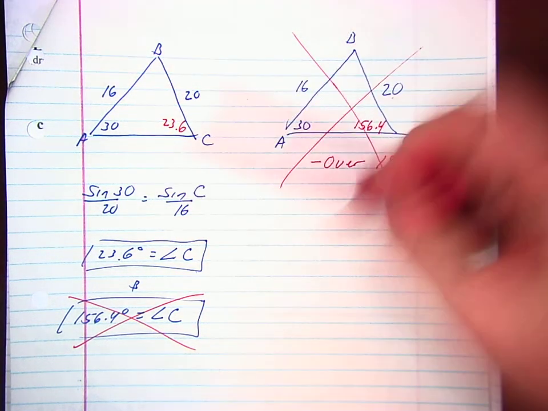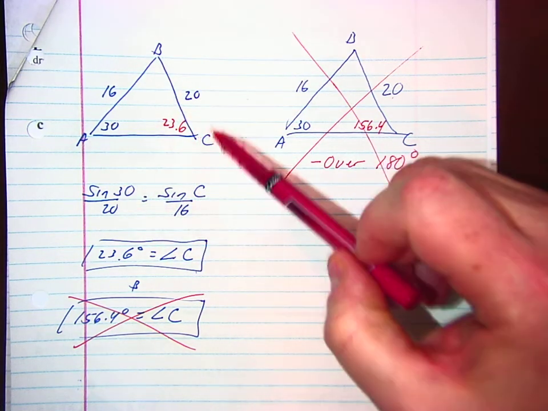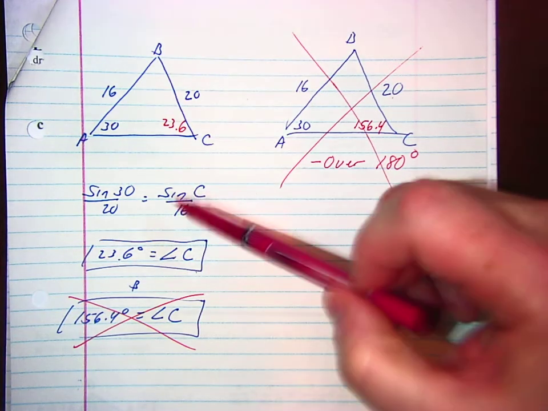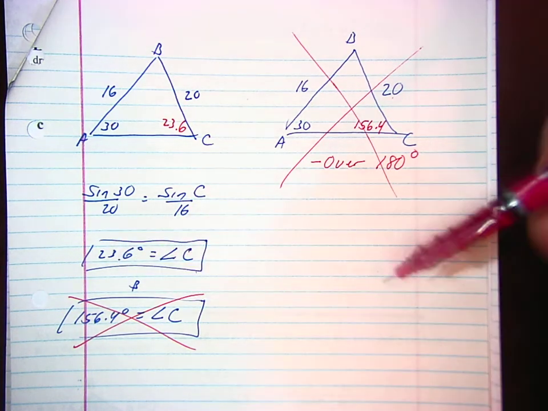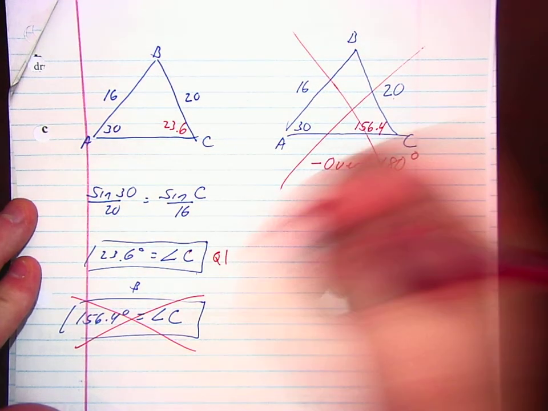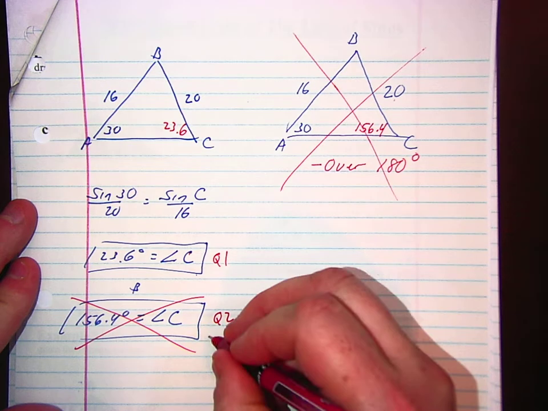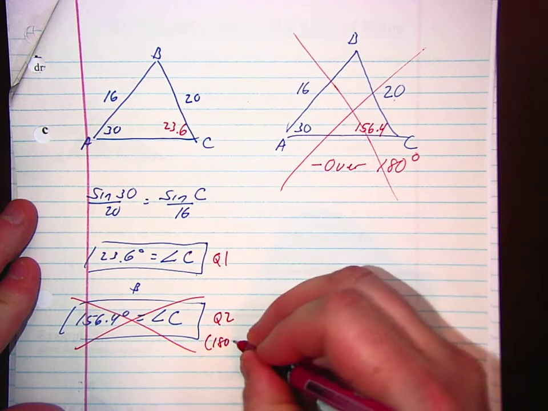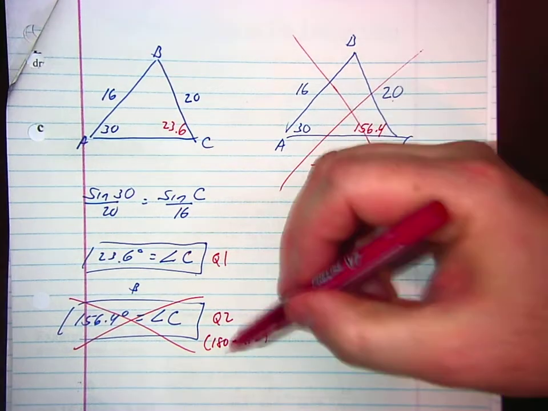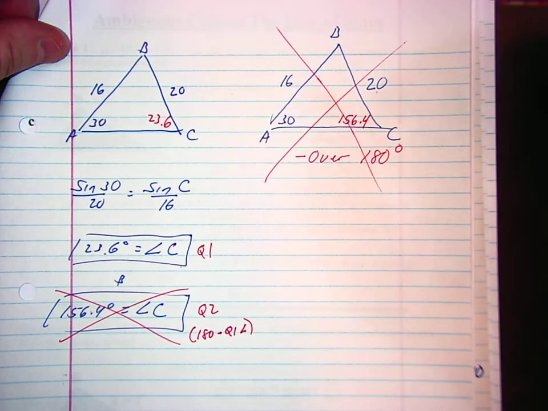So if this were the problem I gave you, sine of 30 over 20, there it is, equals the sine of C over 16. Cross multiply and solve, angle C comes out to be 22.6. Now that's nothing special. That's the quadrant 1 version. Remember, the quadrant 2 version is always going to be 180 degrees minus the quadrant 1 angle. So if I took 180, subtracted away 23.6, I would get 156.4.